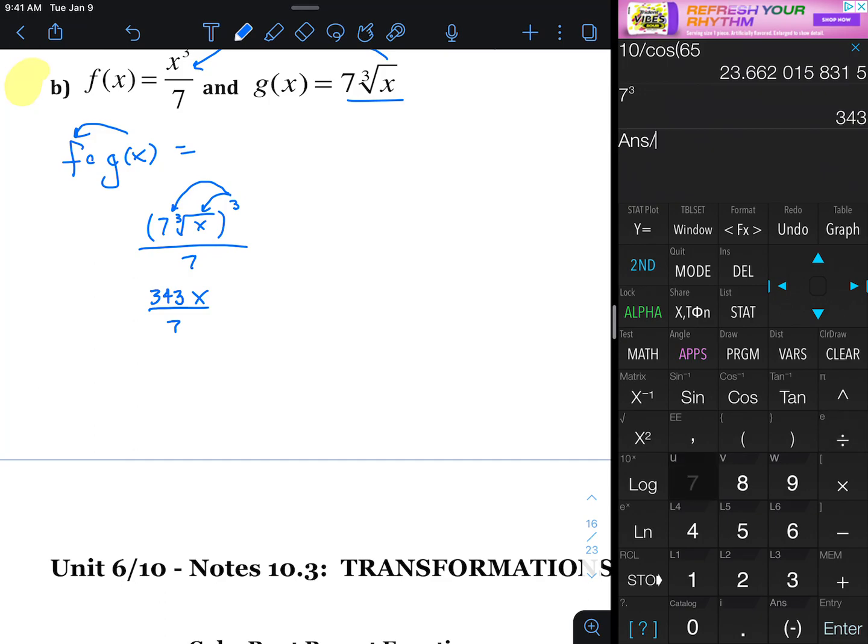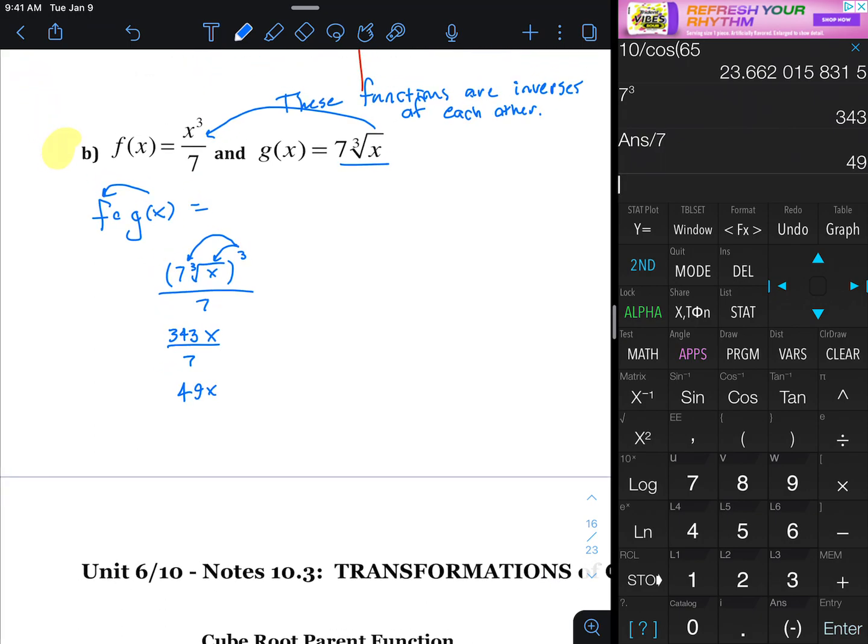And then when you divide it by another 7 right there, that's going to get you to 49x. And obviously that didn't come out to x, so these are not inverses, even though they look like they could be. Sometimes things that look like inverses aren't going to be inverses. We see the 7 and 1/7 right there, so we think, oh, maybe those cancel out, and then the cube and the cube root would cancel out.